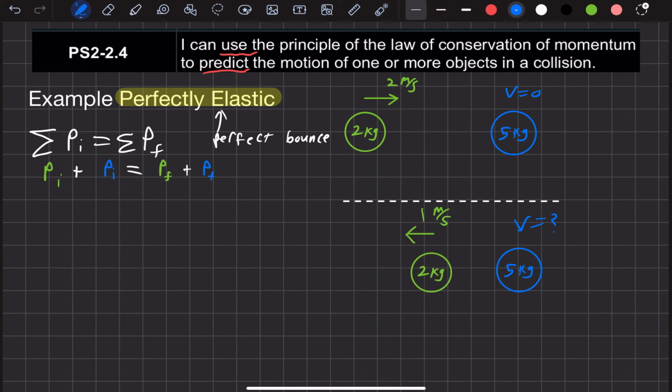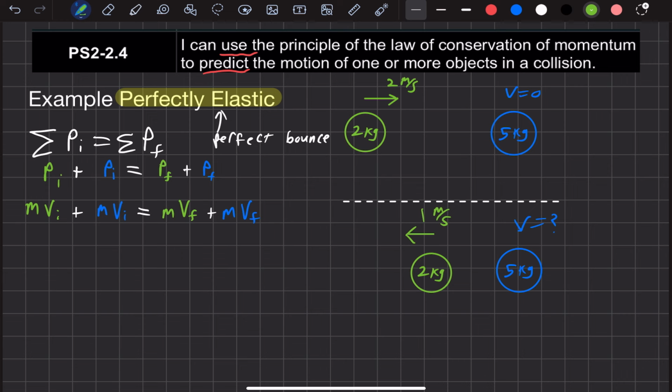Now that we've broken the sigma into each individual object, we're going to unpack the momentum into mass times velocity. So for the initial momentum of the first object, we have the mass of that object times the initial velocity of that object. And then we add to that the mass of the blue object times the initial velocity of the blue object. We set that equal to the mass of the green object times its velocity at a later point in time, plus the mass of the blue object times its velocity at a later point in time.